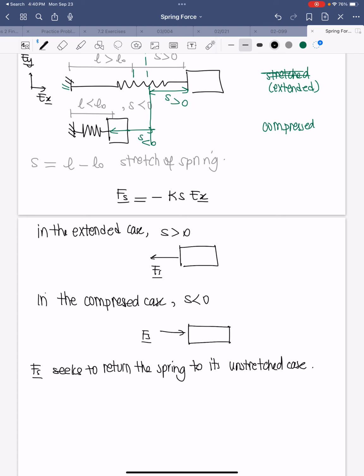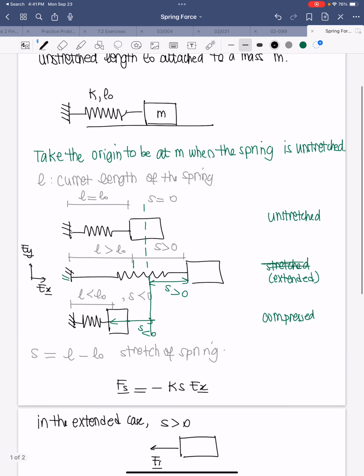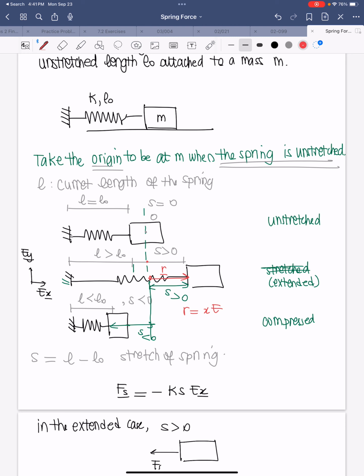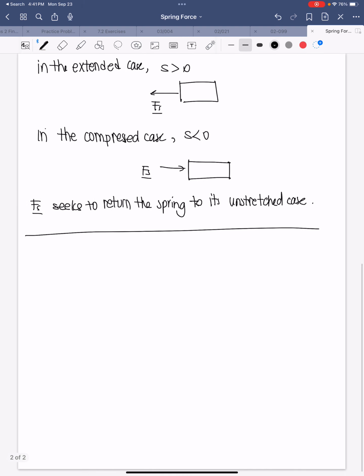And in this particular problem, because we took our origin to be at the location when the spring is unstretched, if I take my origin to be here, then the stretch is equal to just x. My position vector, remember, goes from the origin to the particle. So here, r is x ex, and this is equal to s ex. But that's only true in this particular case, because we can consider another case. Before we do, let me give you the general expression for the spring force.